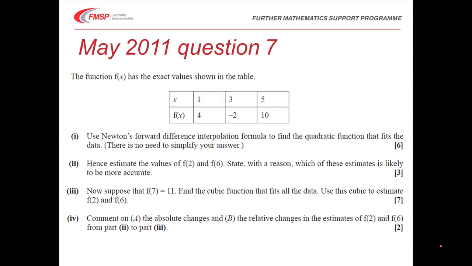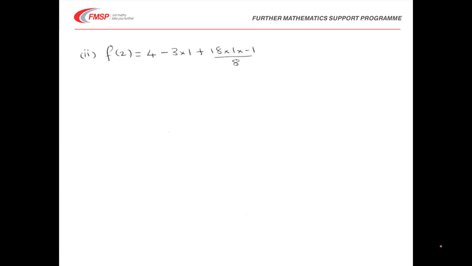Then we've got to estimate the values of F2 and F6. So we have to stick in 2 into that, and we number crunch it out. We then stick in 6 into it, and again we number crunch it out. So we just worked out our polynomial, we just stick in 2 and then stick in 6. We get those values.